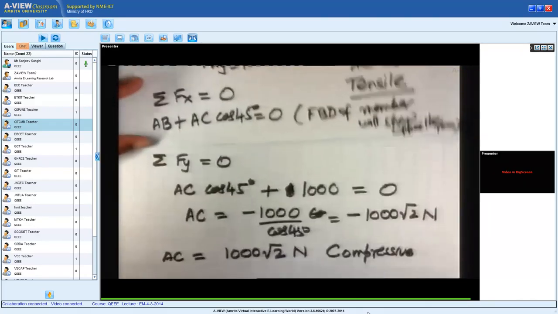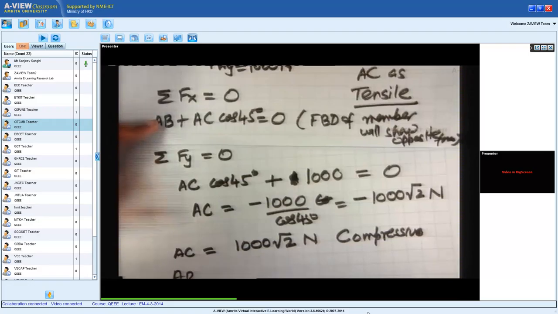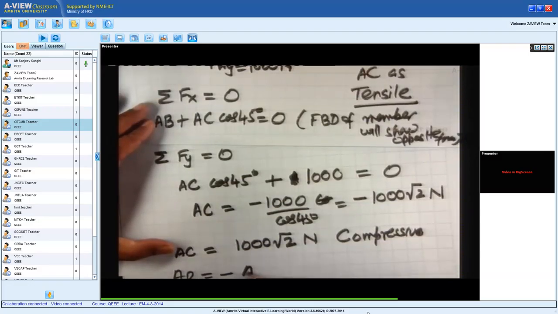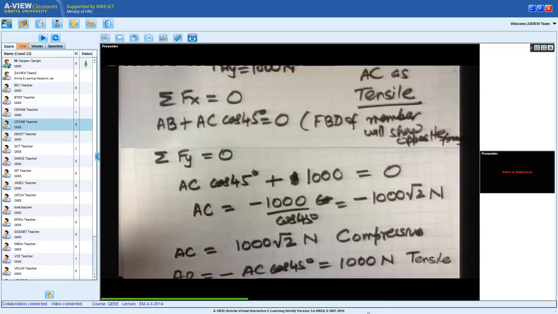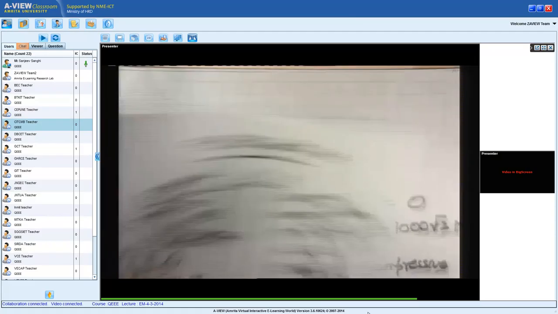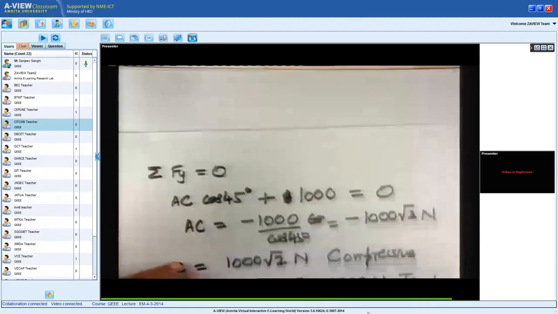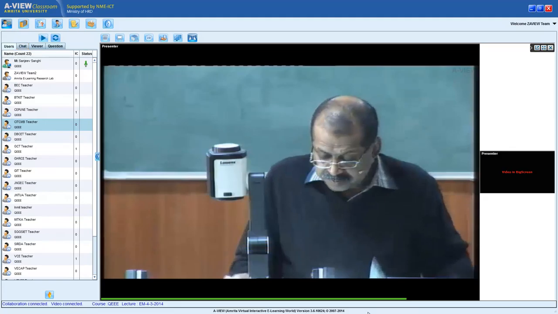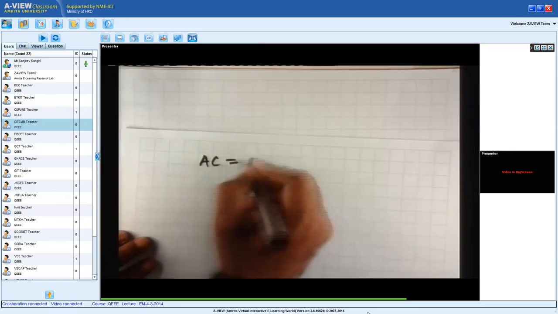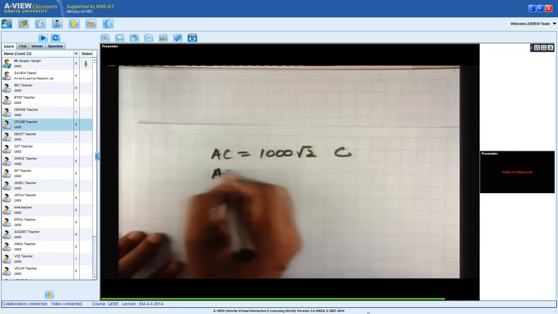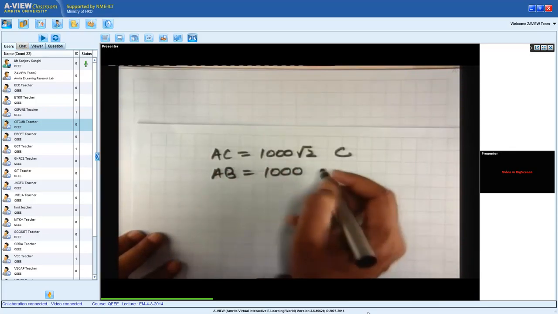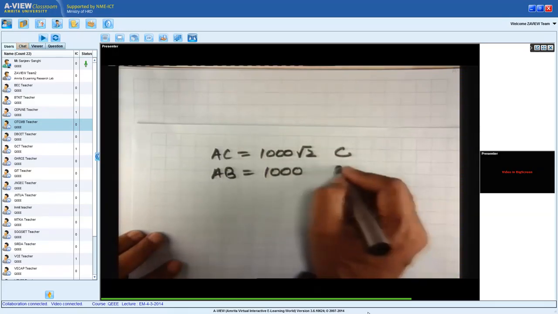And AB is equal to minus AC cos 45. So this is equal to 1000 newtons, and this will be positive. So what I have from here is that AB, I have assumed it correctly, and AC is opposite. So AC is 1000 root 2 compressive, and AB is 1000. These are all newtons tensile.